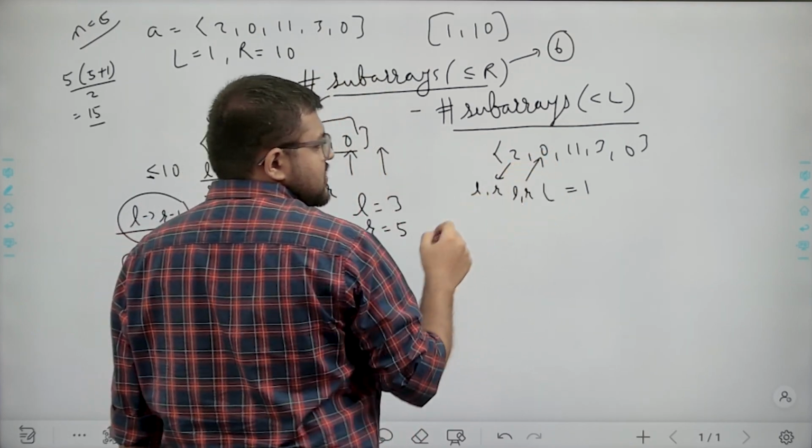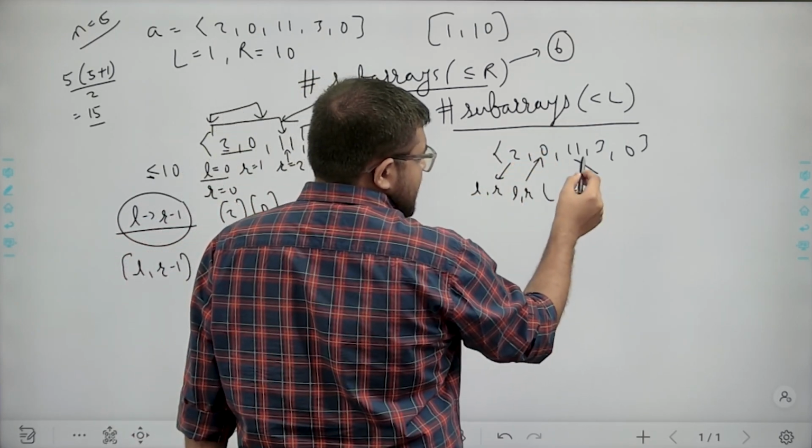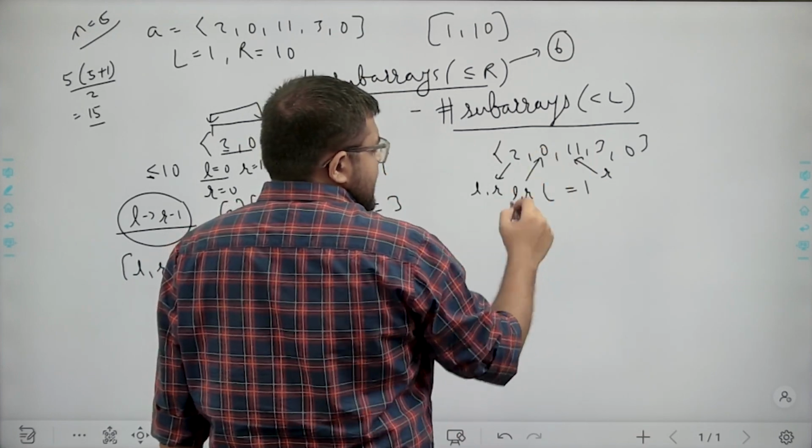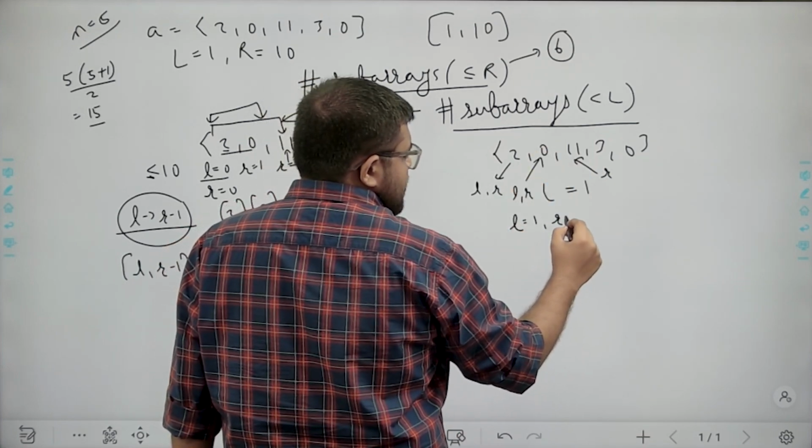0 is less than 1? Yes. So my R will go here. Now is this less than 1? No. So my L value is 1 and R value is 2.